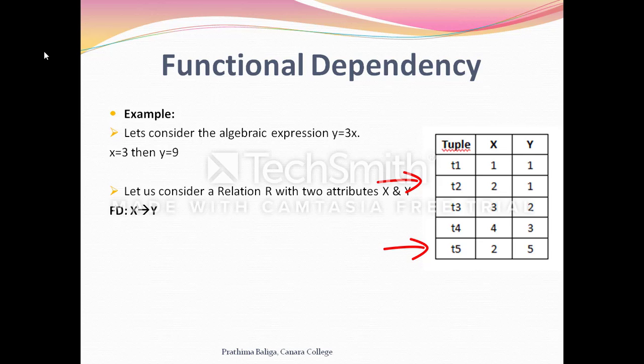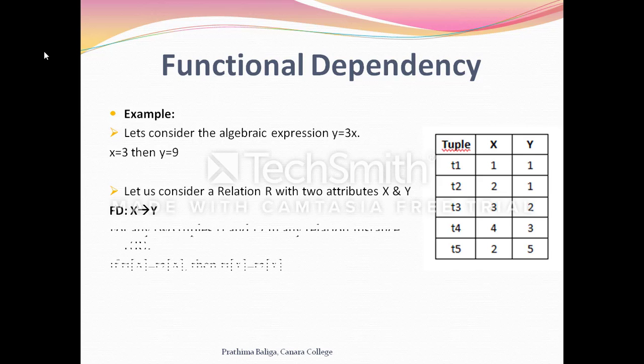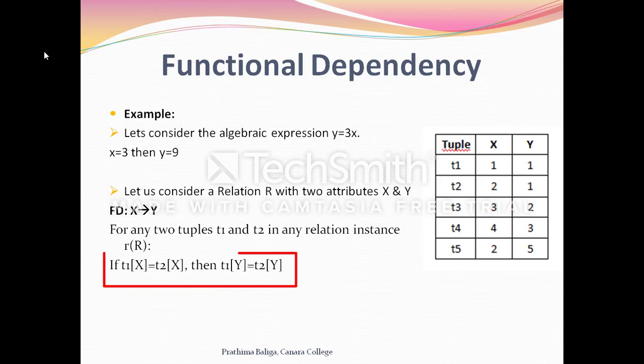Let's get back to the algebraic expression we discussed some time back. When x equals 3, y is always 9. Can the value be 10, 20, 5 or 4 at any point of time when the value of x is 3? No. Similarly, in relations, to know if any functional dependencies exist or not, we need to check using the condition for any two tuples t1 and t2. If t1[X] equals t2[X], then t1[Y] should be equal to t2[Y].